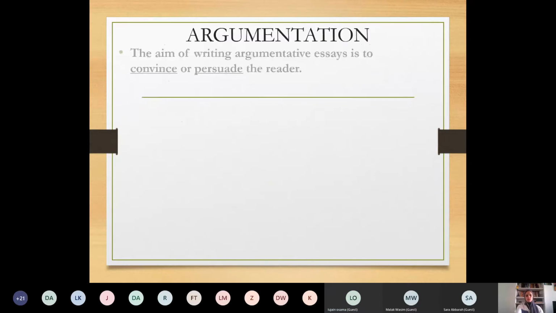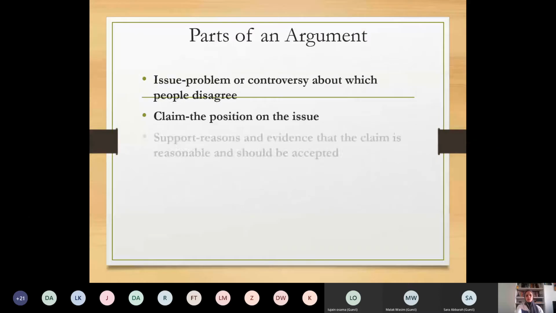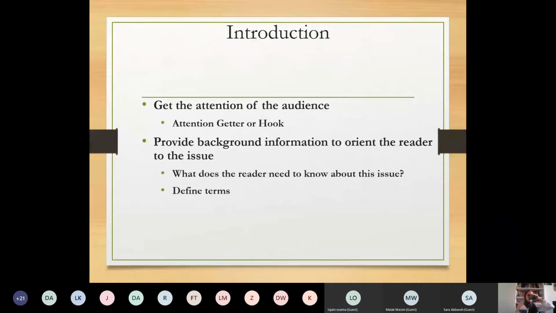Okay, generate ideas here. Introduction: get the attention of the audience or the reader. Attention, a hook. Yes. Then, yes, background information.